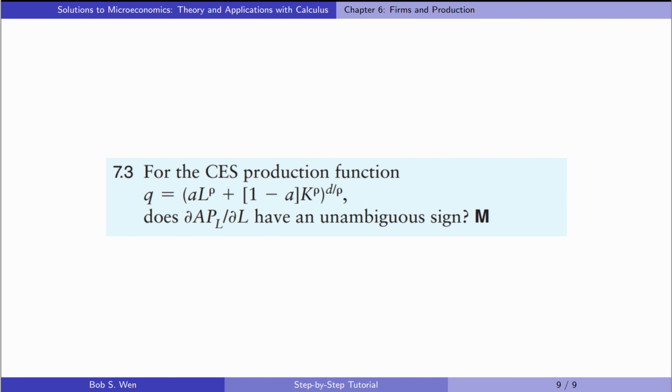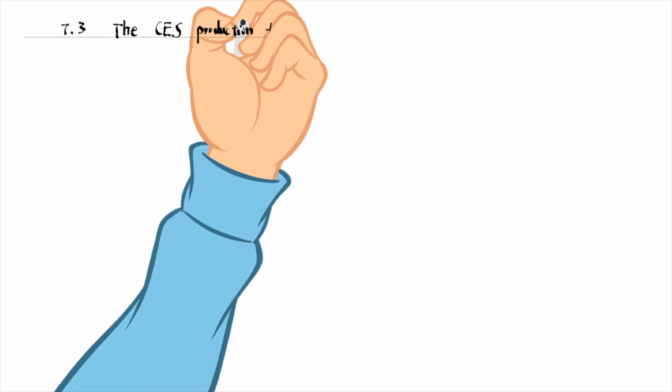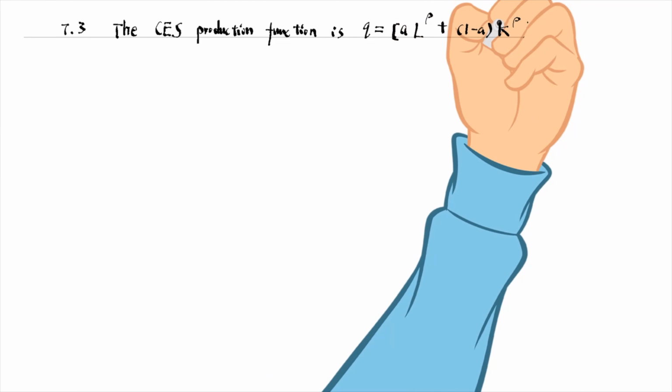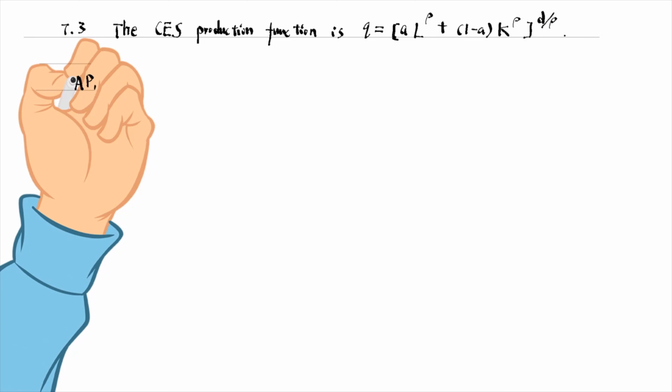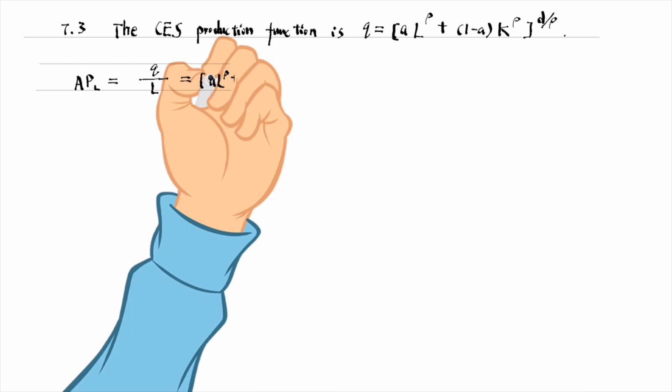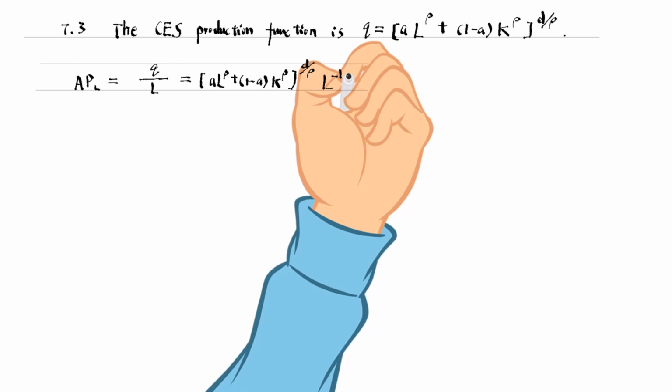Let's solve the last exercise. For the CES production function, does the partial derivative of the average product of labor with respect to labor have an unambiguous sign? For the constant elasticity of substitution production function, we can write its average product of labor and its marginal product of labor functions.